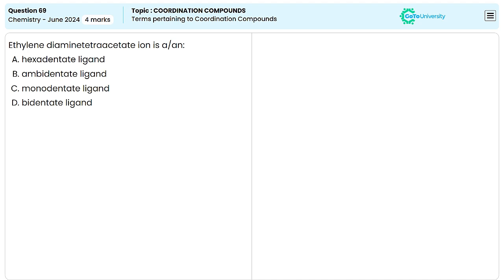Here the question is to identify what type of ligand is ethylene diamine tetraacetate ion. Let's come to the options given here. The first one is given as hexadentate ligand. Before that, we need to know what are polydentate ligands.